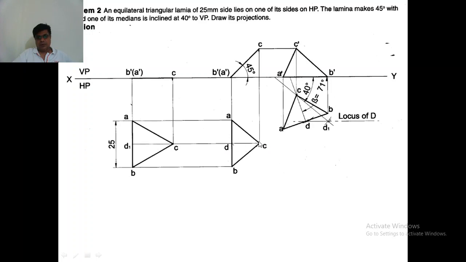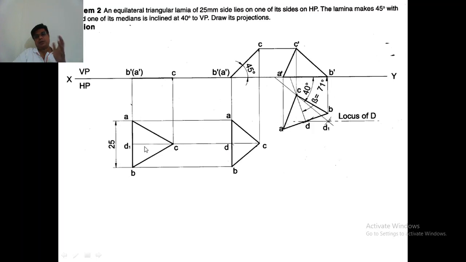so that the median is inclined at 40 degree to VP. So we have to follow this locus method because the length of the median is reduced. So only when the length of the median is reduced and if that median is inclined to VP, then you have to follow the locus method.